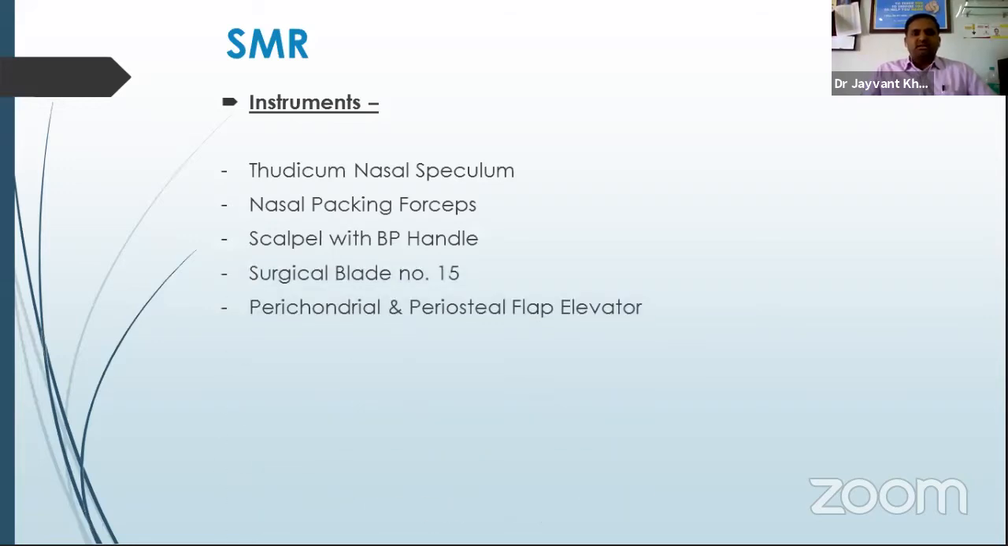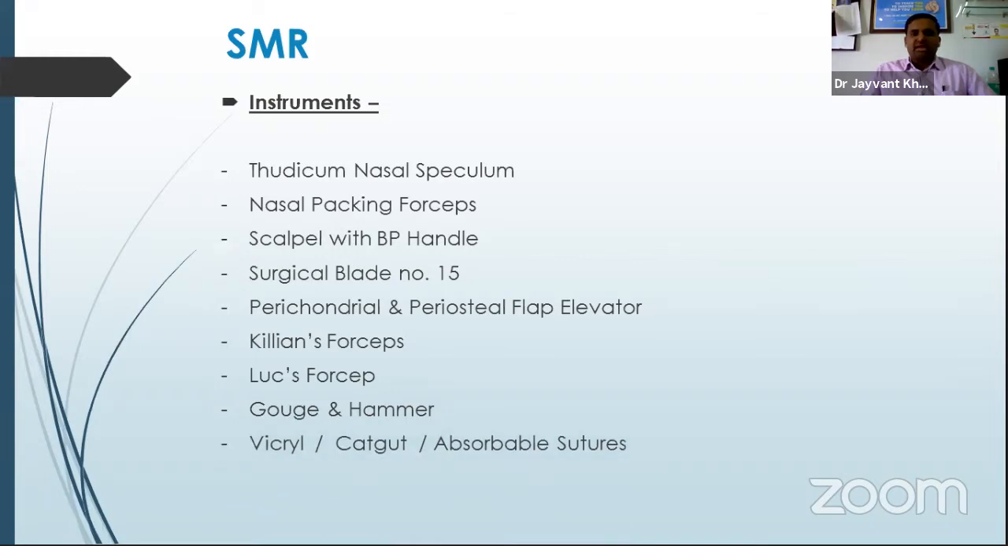Then perichondrial or periosteal flap elevator, then Killian's forceps, then Lux forceps, then gouge and hammer, Vicryl, catgut or absorbable sutures, and suction machine. These are the instruments used in this procedure. One by one, step by step, we can see these instruments in the procedure.